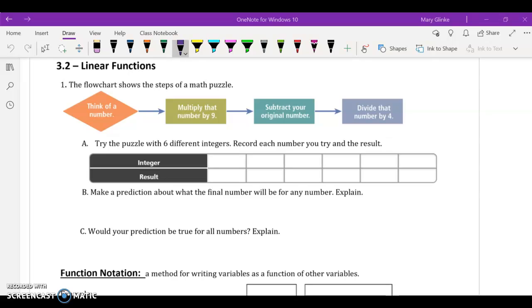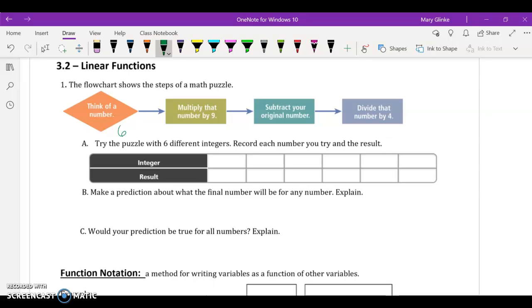Hello. Today we're going to be talking about linear functions and functions in general. So we're going to do an activity here using this flow chart. So I want you to think of a number. It can be any number. I'm going to say 6. Okay, you can say whatever you want.